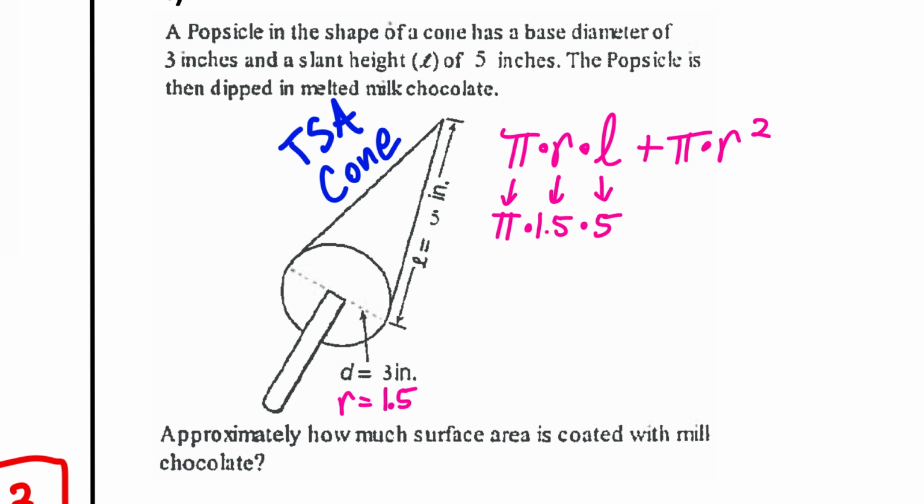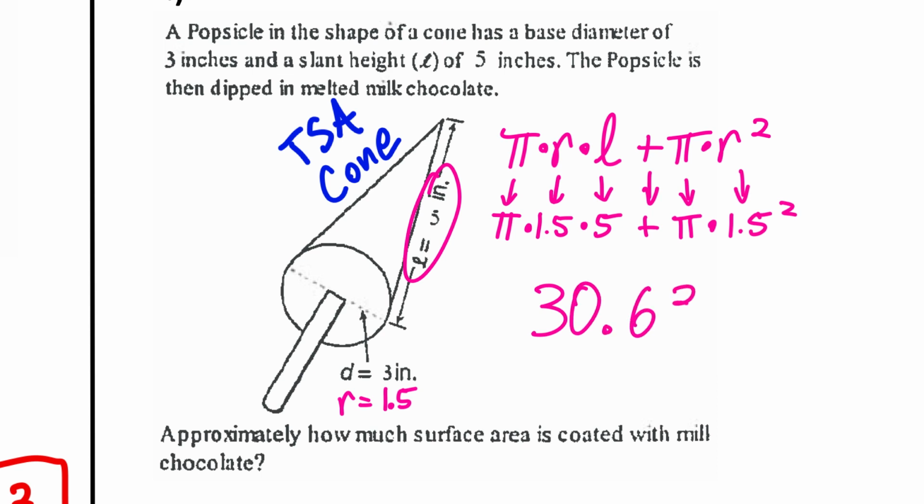The slant height on this one, they just give it to us right here, so it's 5. Okay, plus pi times the radius, which we just said is 1.5. So pi times 1.5 times 5 plus pi times 1.5 squared. That last part adds in the area of the base, which this ends up giving us 30.63 square inches.